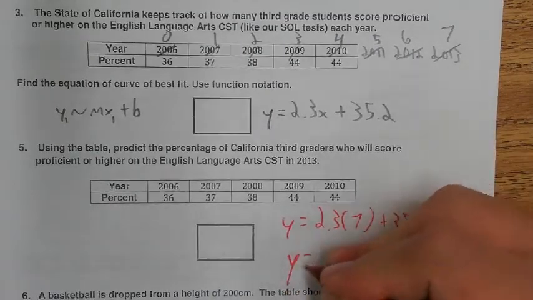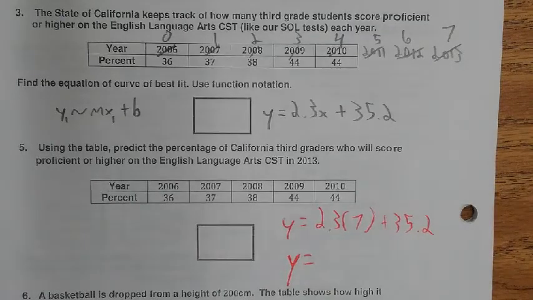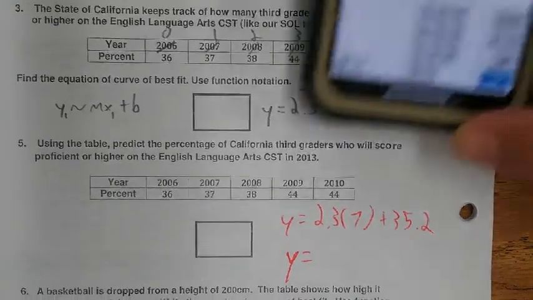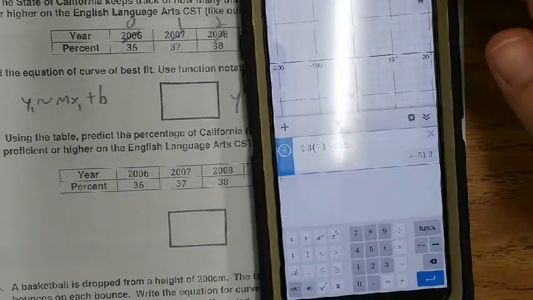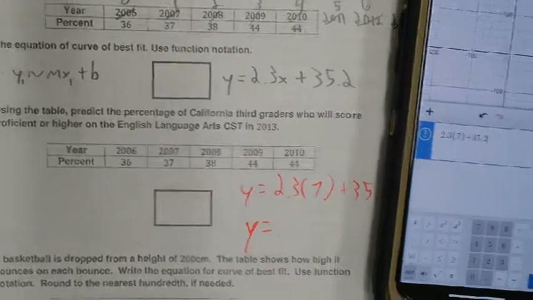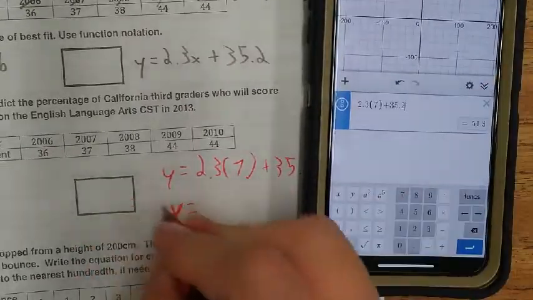You just put that in Desmos. Just 2.3 times 7 plus 35.2. And you get 51.3%. It does not say to round, so I would just go ahead and put the 51.3.